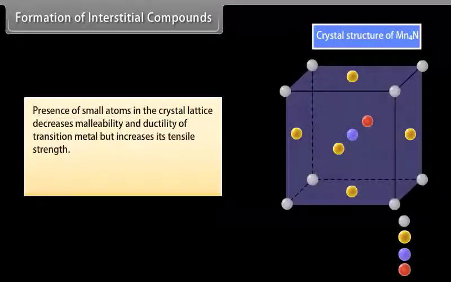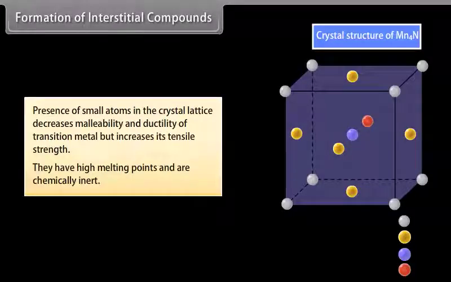The presence of small atoms in the crystal lattice decreases malleability and ductility of the transition metal but increases its tensile strength. For example, cast iron and steel are hard due to the presence of trapped carbon in the interstitial spaces. They have high melting points and are chemically inert.